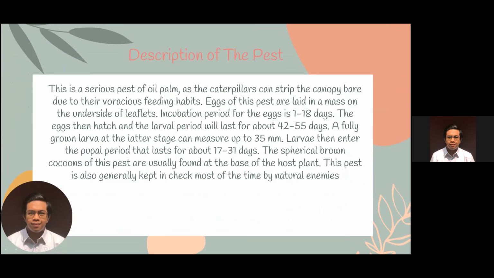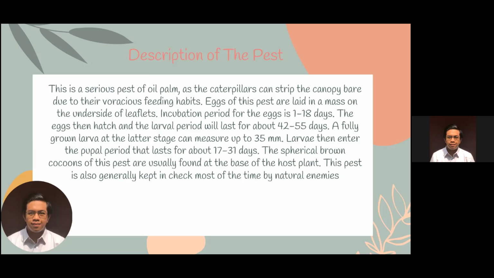Description of the pest. This is a serious pest of oil palm, as the caterpillars can strip the canopy bare due to their voracious feeding habits. Eggs of this pest are laid in mass on the underside of leaflets. The incubation period for the eggs is 1 to 18 days. The eggs then hatch and the larval period will last for about 42 to 55 days.